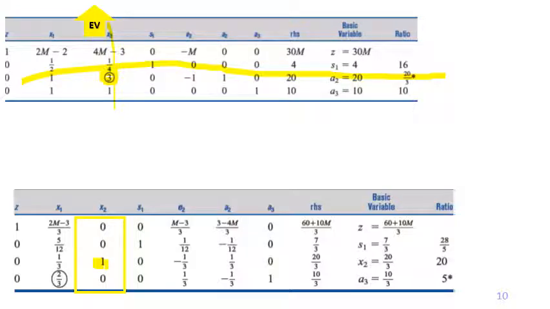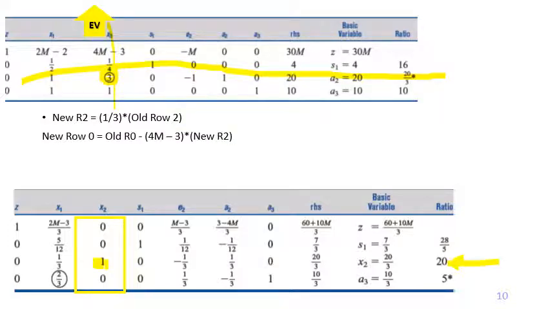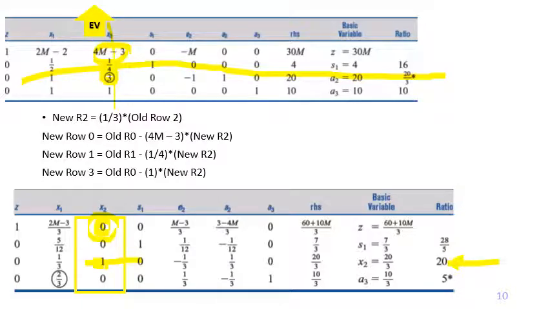What you need to do is first, the new row 2 here is 1/3 of the old row 2. And then once you have this new row 2, you just perform row operations to make sure that the new row 0 in the column x2 looks like this. For example, to make this 0 means that the new row 0 here equals the old row 0 minus 4M minus 3 times the new row 2. Okay, so this is what you need to do for row 1 and row 3 such that you will get the table at the bottom.